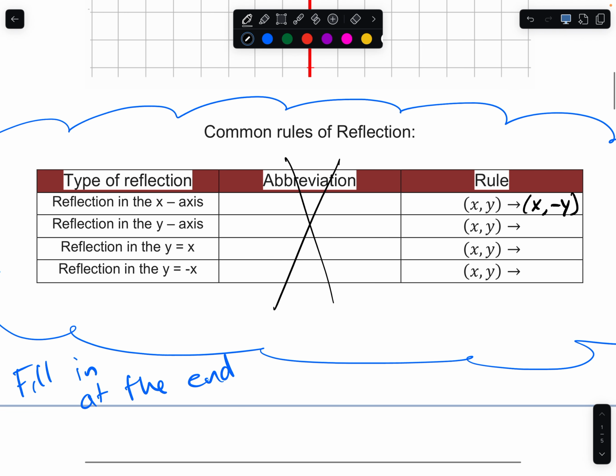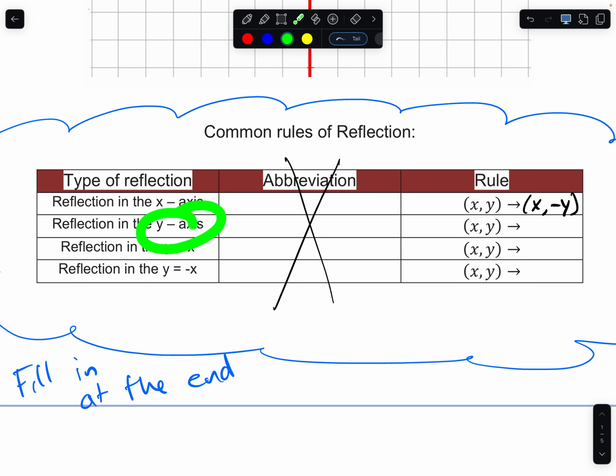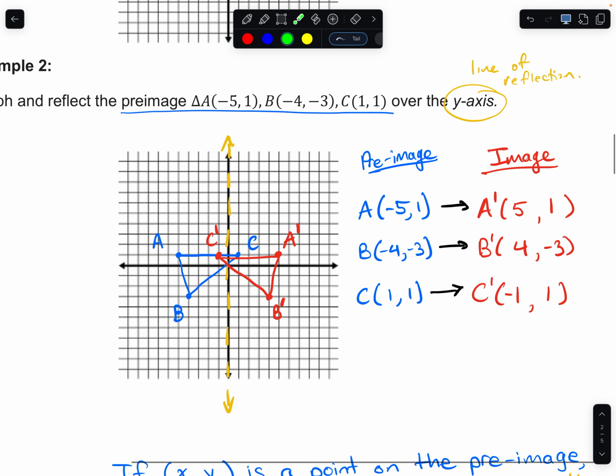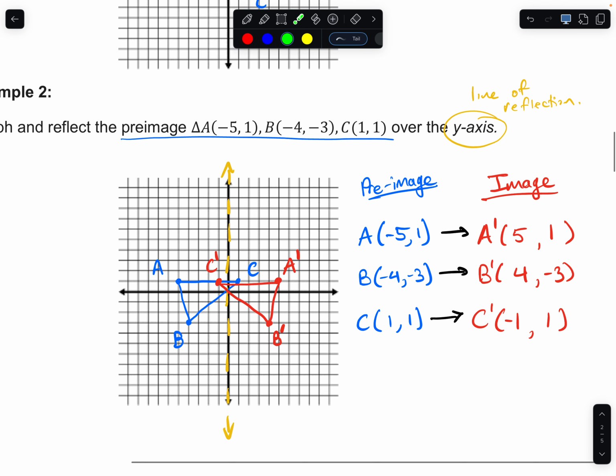Let's take a look at a reflection over the y-axis. We saw that in example 2. Again, we reflected over the y-axis, and this time, all the y-coordinates stayed the same, right? But the x-coordinates changed. They look very similar. They just changed their sign. -5 became +5, and so on.